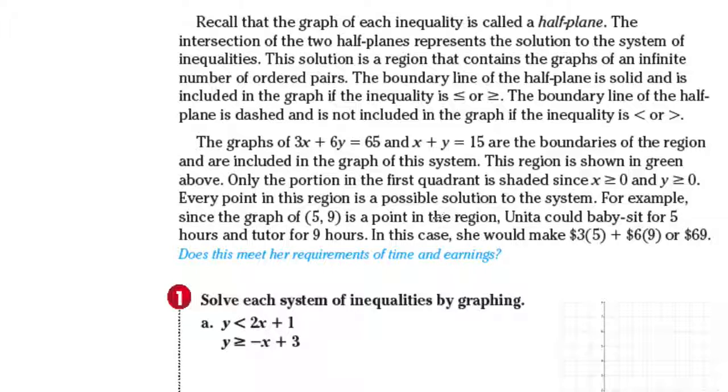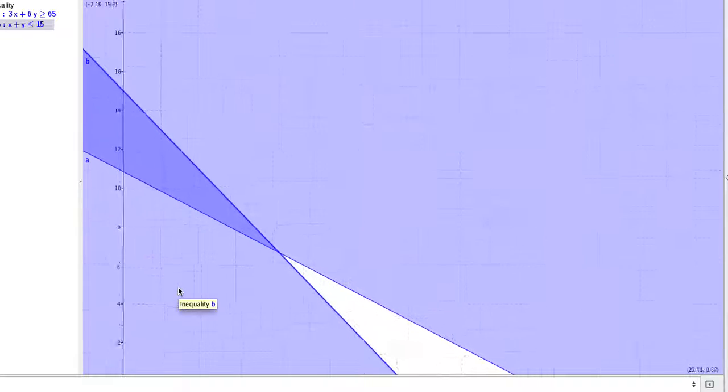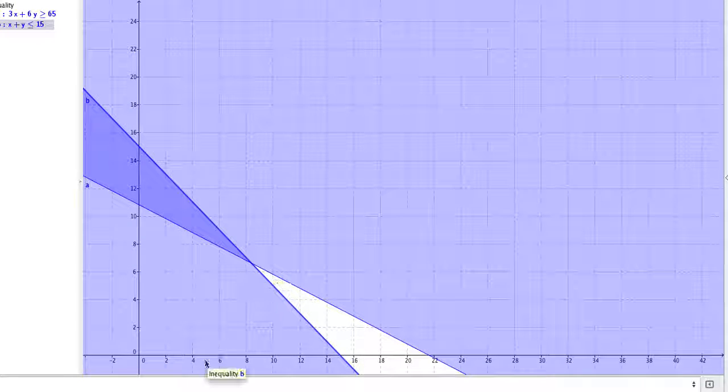For example, the point (5, 9) is a point in the region. If you look at our graph again, right there, (5, 9) is one of the points there. If you look at 5 right here and 9 right here, this is that point right there, and that's what they're talking about. It is one of the points in that region. Close enough, 4.79, 9.18.